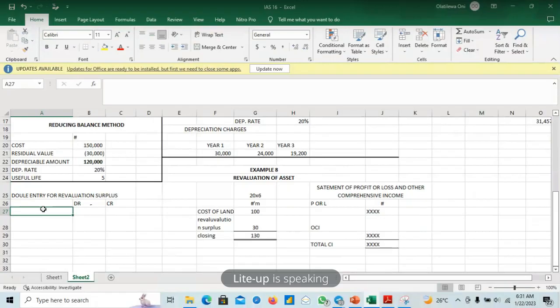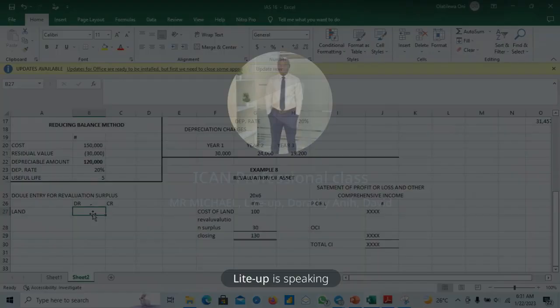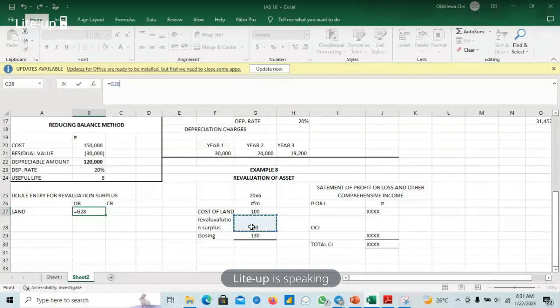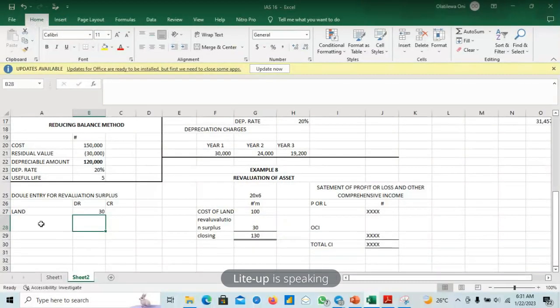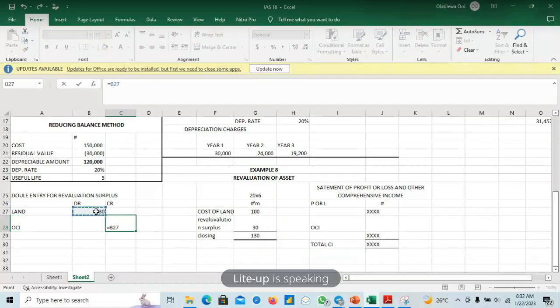So when there's a revaluation surplus, the first transaction is to debit the property, which is the land, with the amount of surplus, which is what? 30 million. And then we are going to be crediting OCI, credit other comprehensive income, with the amount of the revaluation surplus. That's it. Debit land, which is the property, and credit other comprehensive income.